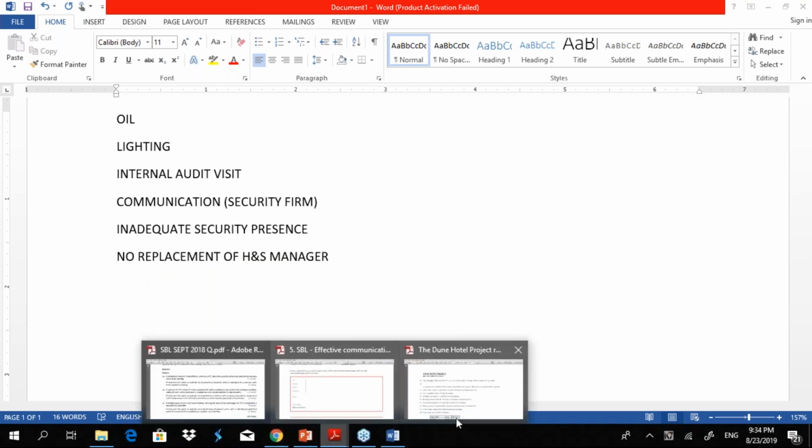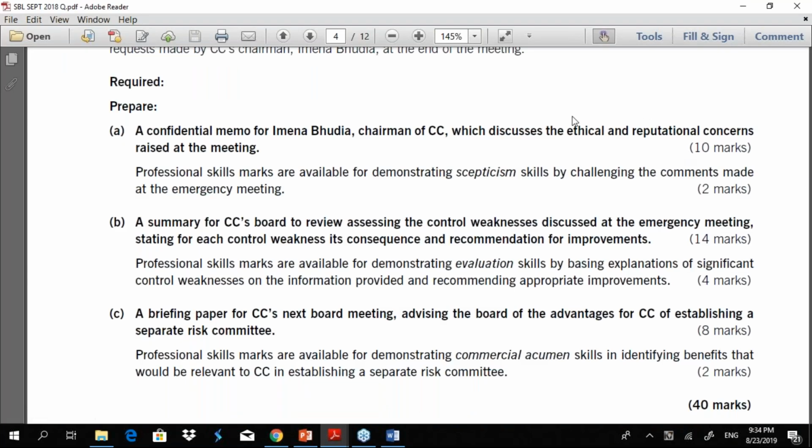Right, moving to the next part. Prepare a briefing paper. So that's the word you will underline first. A briefing paper for CC's next board meeting. So that's a high level meeting. Advising the board of the advantages for CC of establishing a separate risk committee. At the moment, they don't have a separate risk committee. What they have is an audit committee. So few things, briefing paper and advice.